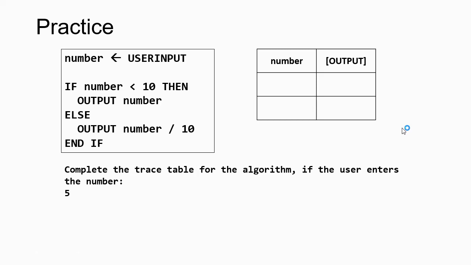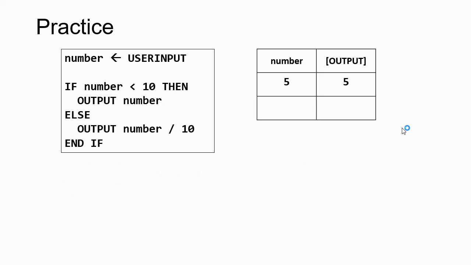Okay, so let's have a look. So not a lot to this one in terms of what we have to write in the trace table. So the number we said the user input was going to be 5, so that gets stored in the number variable on line 1 of the code right at the top. And then we get our if statement. So if the number is less than 10, and 5 is less than 10, so we output number, so we output 5. And because we executed that part of the if statement, we can ignore the else and we jump straight down to end if at the bottom of the code, and there's nothing after that, so that's it, we've finished executing the program.